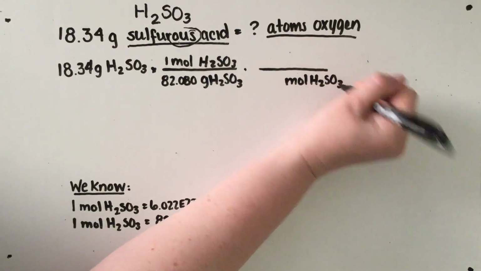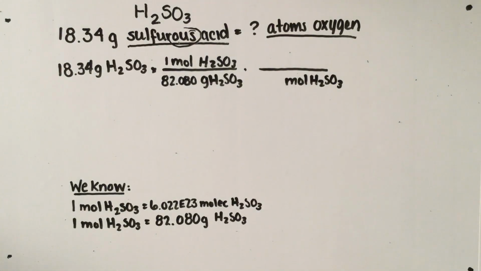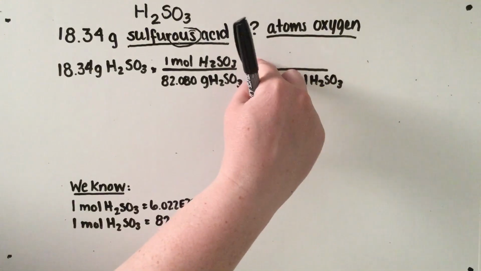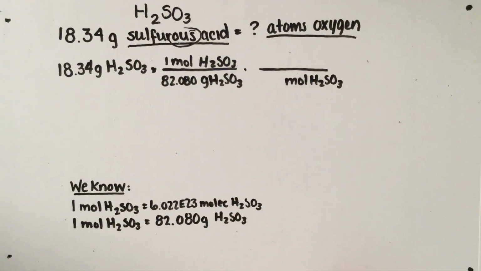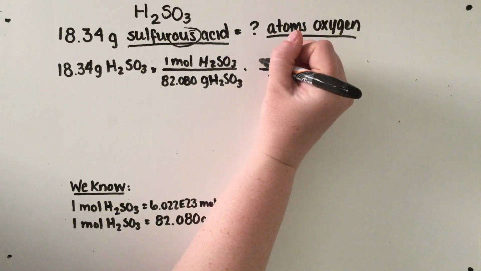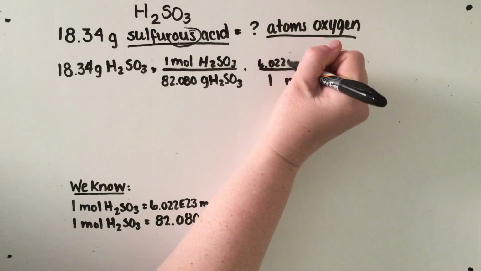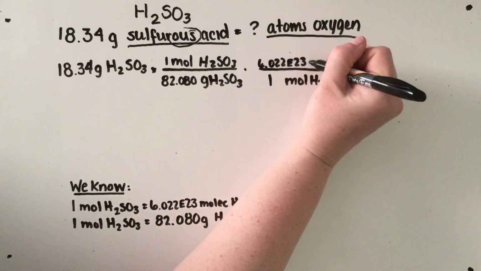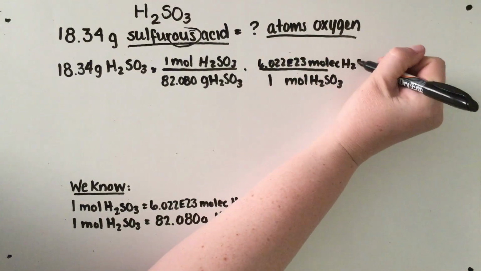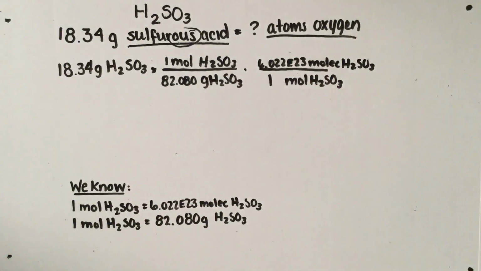And this is where some of you are going to start making some mistakes. You're going to be really tempted to say, okay, I want atoms of oxygen, so I'm just going to fill in Avogadro's number of oxygen up top. But that's not true. What we do know is that 1 mole is 6.022 times 10 to the 23rd molecules, not atoms, of H2SO3, not just the oxygen.